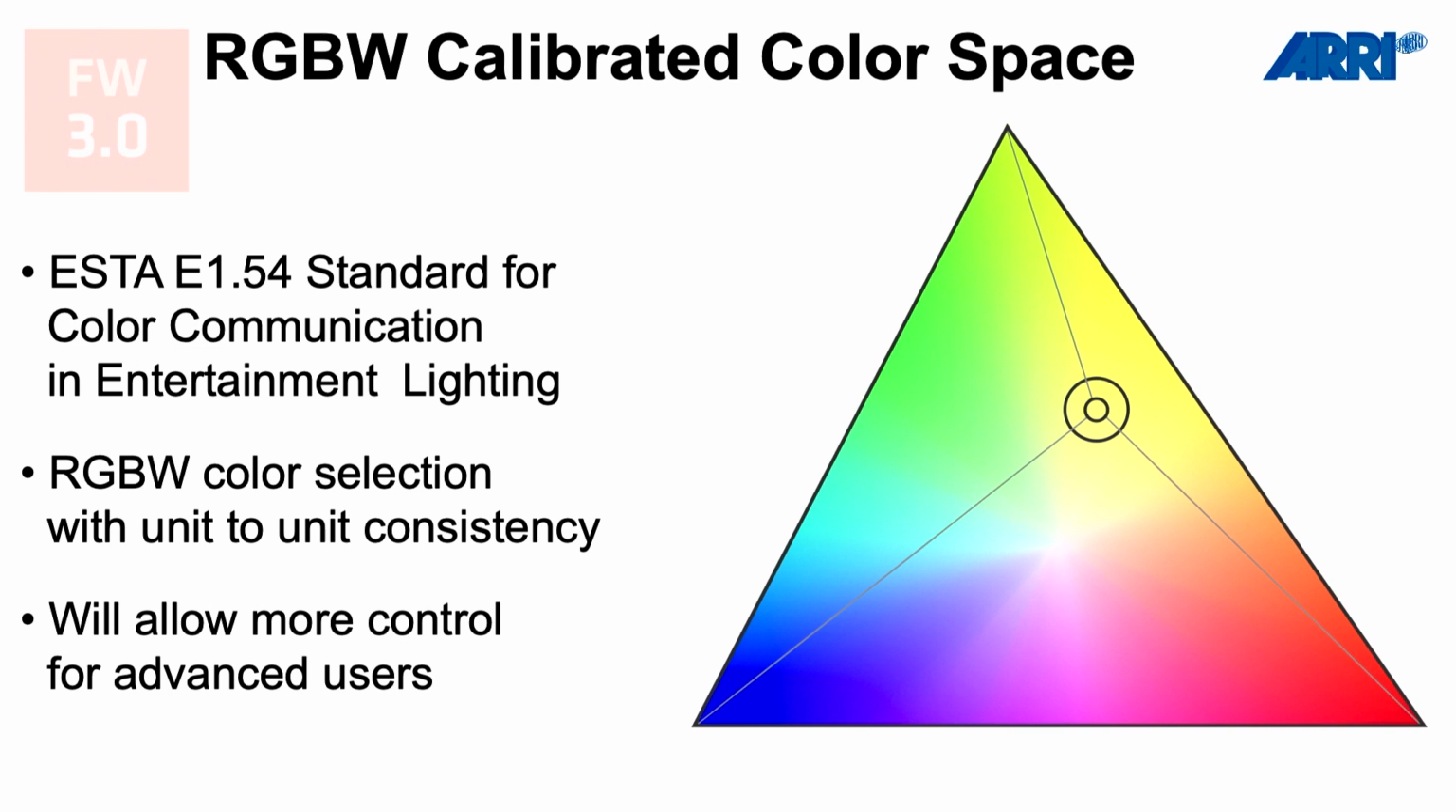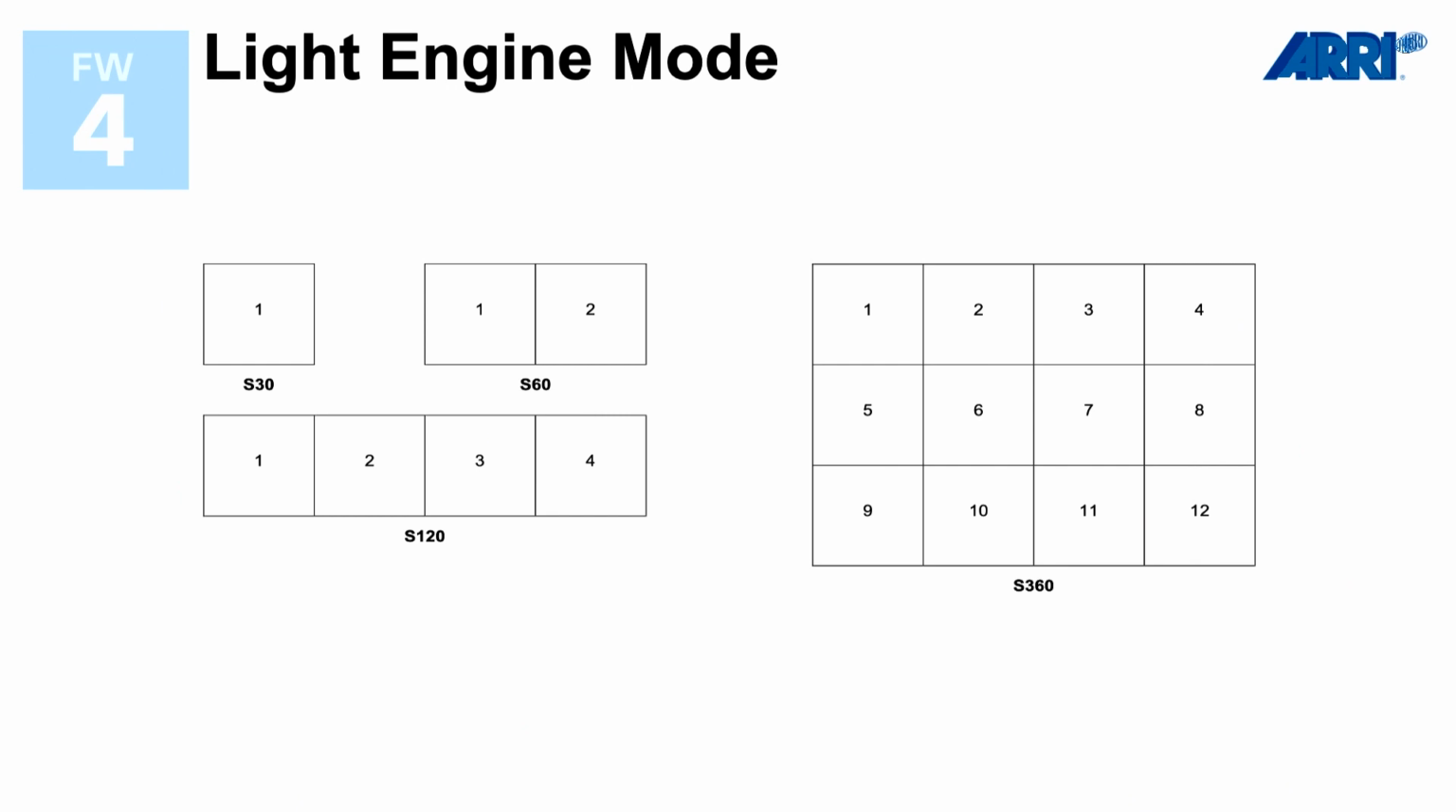The next mode, and this might be the most interesting one, is the light engine mode. The SkyPanel light source is a cluster of more than 2,000 RGB-W, RGB white LEDs. All these LEDs are divided into separate units, which we call light engines. The smallest unit is the base for the smallest SkyPanel, the S30. As you can see in the graphic, the S60 contains 2, the S120 has 4, and the S360 has 12 light engines.